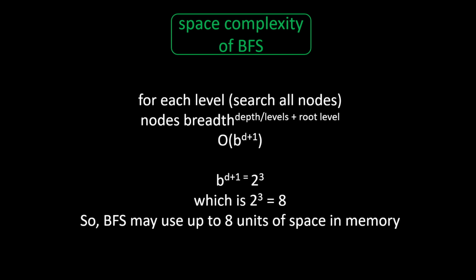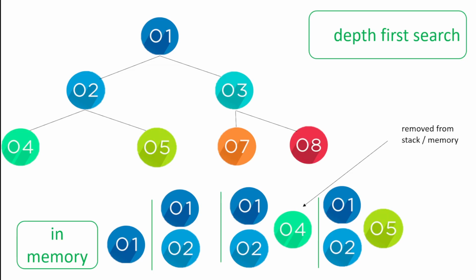So for example, here, if we've got 0, 1, 2, which is 3 levels, and there are 2 children each time, that's 2 to the power of 3, so a maximum of 8 units in memory. You can see here the tree has actually got 7 nodes, so 2 to the power of 3 is 8, and 7 is less than 8, so the maximum is going to be 1 less than the breadth raised to the power of the depth.